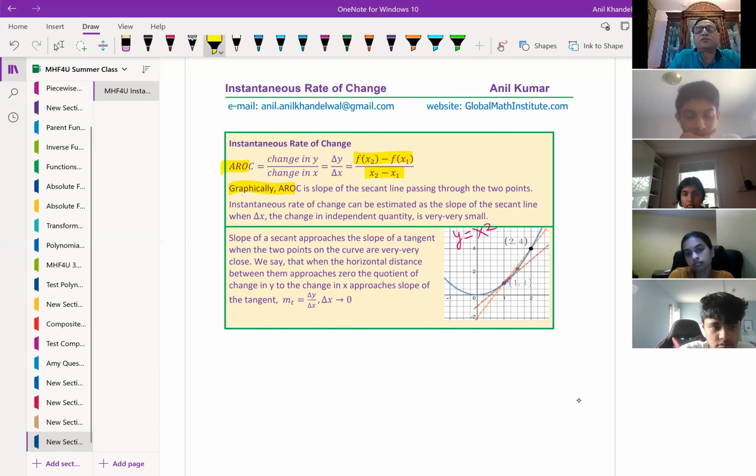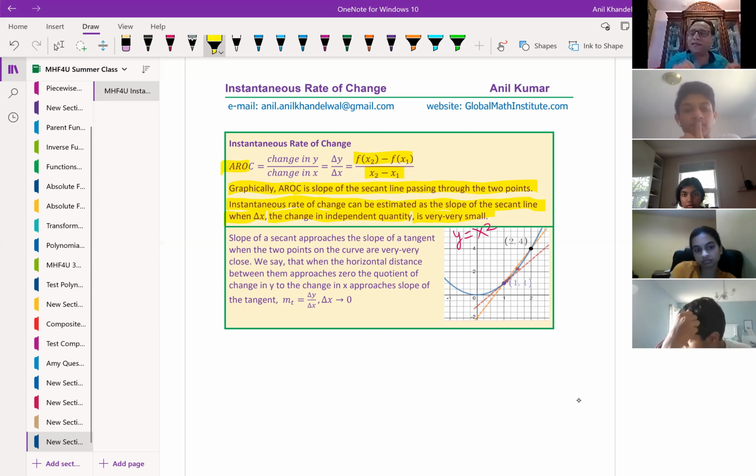Graphically, average rate of change is the slope of a secant line passing through 2 points, correct? Now, instantaneous rate of change can be estimated as the slope of the secant line when delta x, the change in the independent quantity, is very, very small. You get the idea? Then the secant becomes the tangent and we get the instantaneous rate of change. Is that clear to you? Right? So how are we going to do it? So, Akshat, I'd like you to read this paragraph.